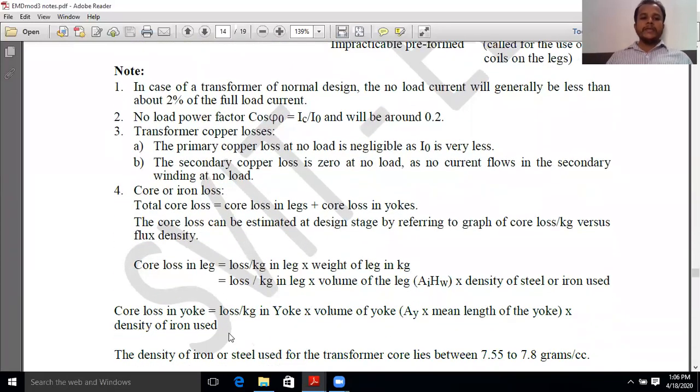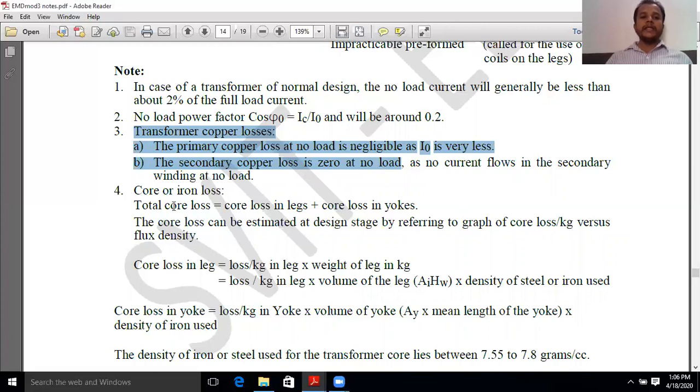So let us have some points under no load condition. In a transformer of normal design, the no load current will generally be less than about 2% of the full load current, so it is very small compared to the full load current. The no load power factor cos phi naught is equal to Ic by I naught and will be around 0.2. Then transformer copper losses: the primary copper loss at no load is negligible as I naught is very small. The secondary copper loss is zero at no load as no current flows in the secondary winding.